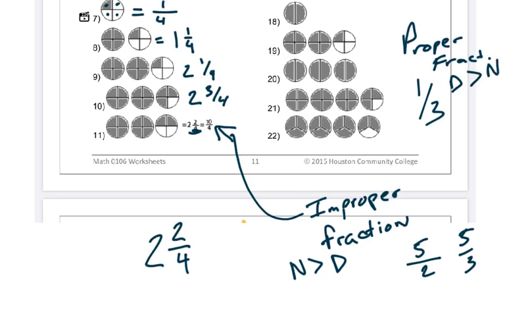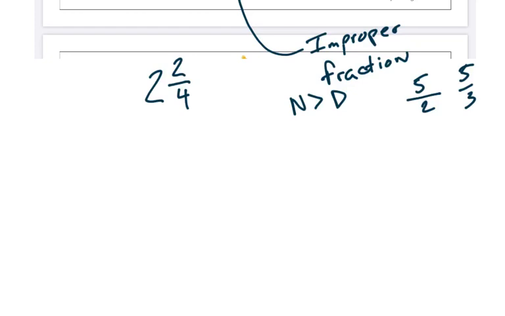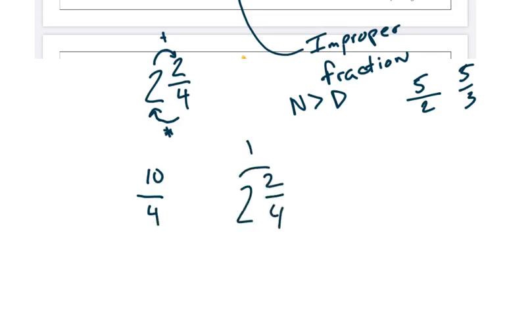Okay? So how do we take 2 2/4 and convert it into an improper fraction? Well, what you do is you multiply these together, and then you add the top. So 2 and 2/4 would be 4 times 2 is 8, plus 2 is 10, and it would be 10/4. Sometimes this is called the Texas method, because you're adding on the top and you're multiplying on the bottom. It's the abbreviation of Texas.